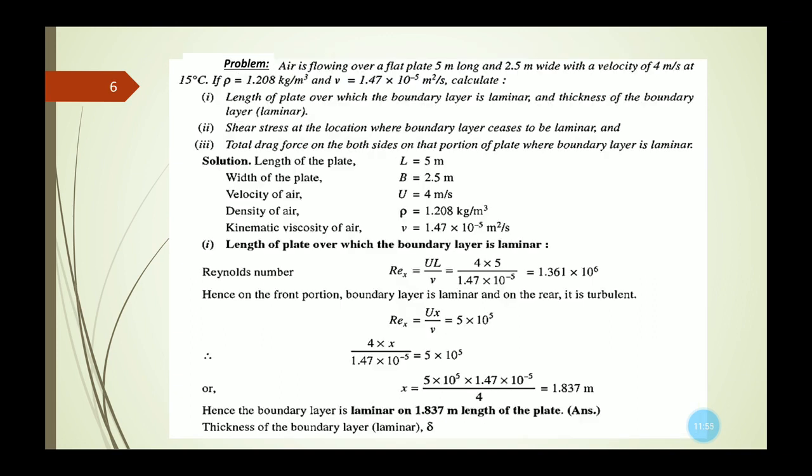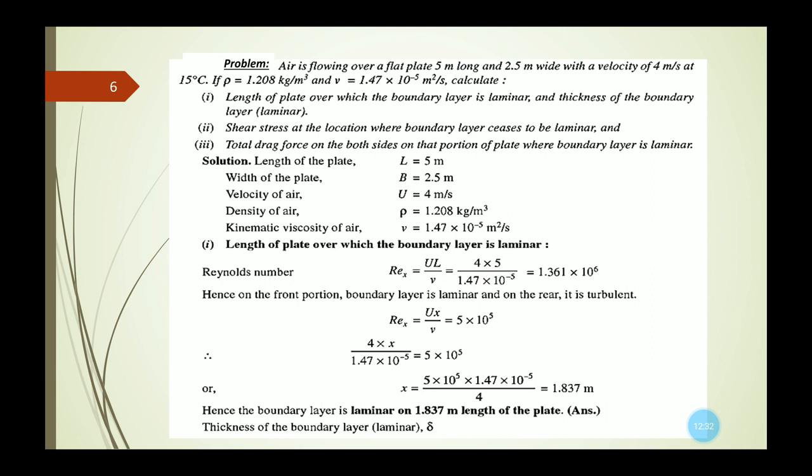So let us move to the next numerical. What is given here: air is flowing over a flat plate 5 meter long. That is, the length of the flat plate is given 5 meter, and its width is given 2.5 meter, and the air velocity is given 4 meter per second at 15 degrees centigrade. Now if air density is 1.202 kg per meter cube and nu is 1.47 into 10 to the power minus 5 meters square per second.